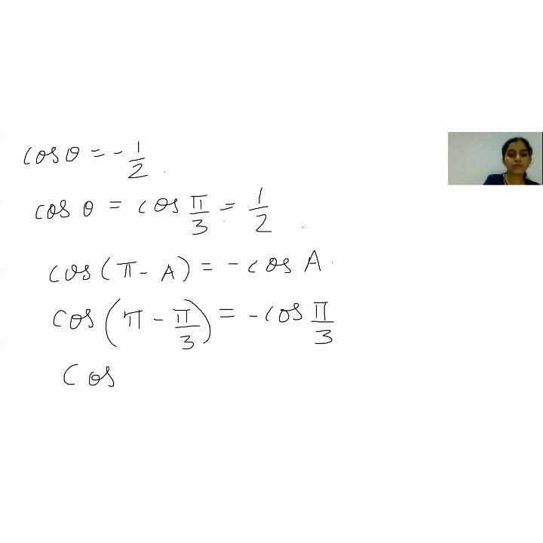So cos of 3 minus 1, which is 2 pi by 3, is equal to minus cos pi by 3. Okay, I wanted a negative answer. This is how I will get a negative answer. So what is my alpha value? It is 2 pi by 3. Right? So how are we going to write this?